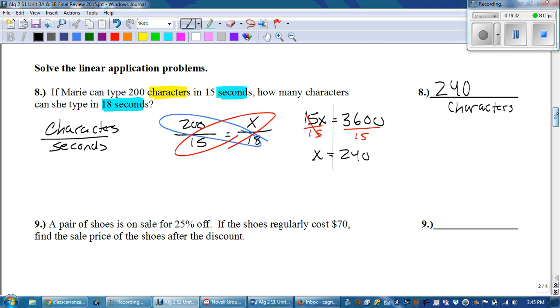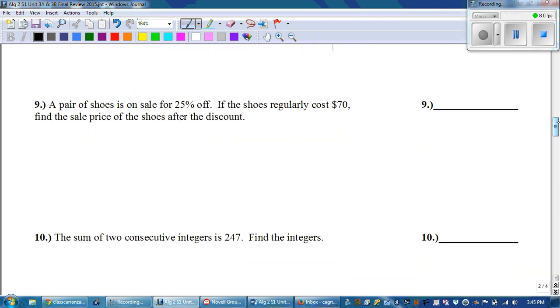All right, number 9. A pair of shoes is on sale for 25% off. If the shoe regularly costs $70, find the sale price of the shoes after the discount. Okay, so 25%. I need to know what decimal that is. Now, some of you might know right away. If you don't know, do 25 divided by 100. Okay, so we're doing 25 divided by 100, and that equals, yeah, 0.25.